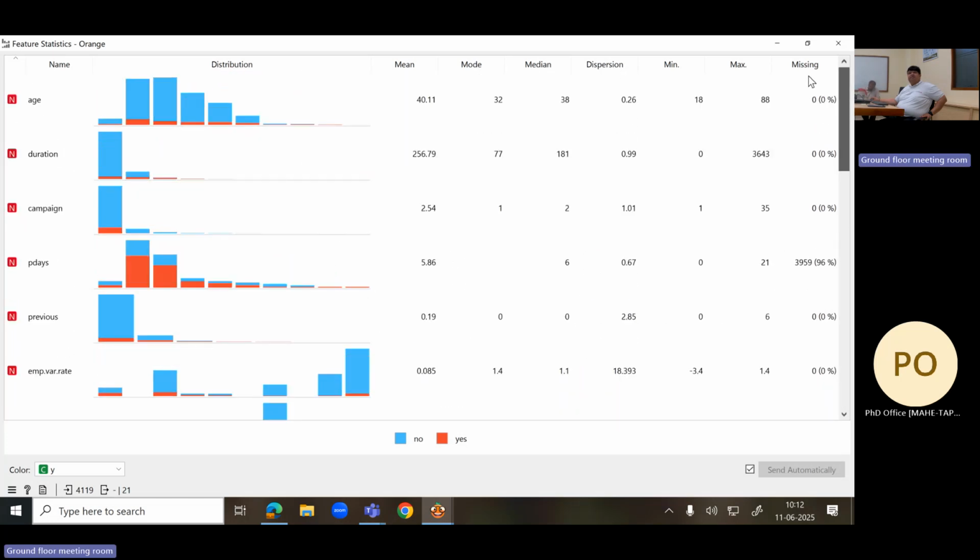Everything except, I think, this P days. So 96%, that is the whole column. That is the only column which has missing values. So there is no point keeping that column. Let's understand what P days is and other things.